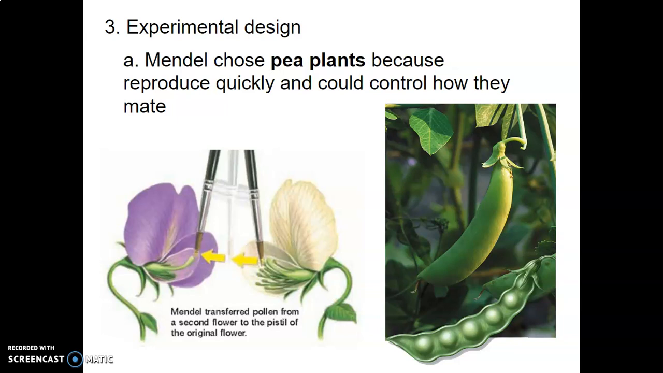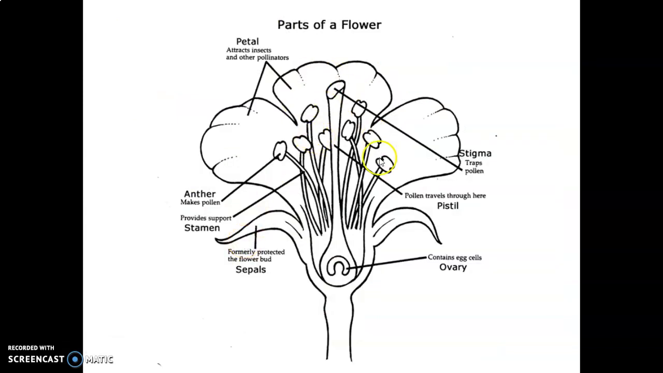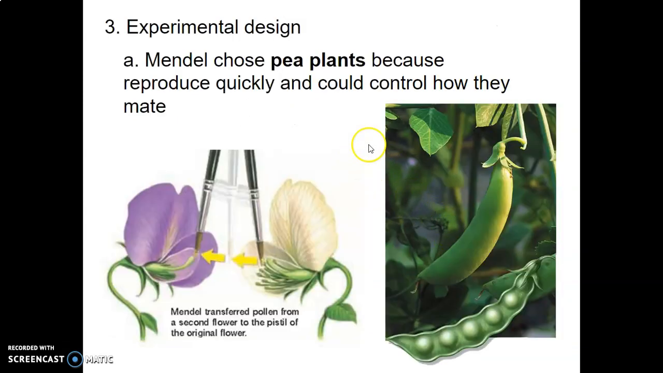Also, he could control how they would mate. So here's just a good little illustration of it. He could use a paintbrush to transfer pollen from one flower to another. I'm just looking ahead a bit. This is parts of a flower. I guess I can go on and go there.